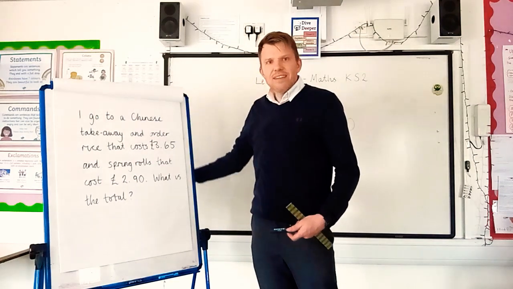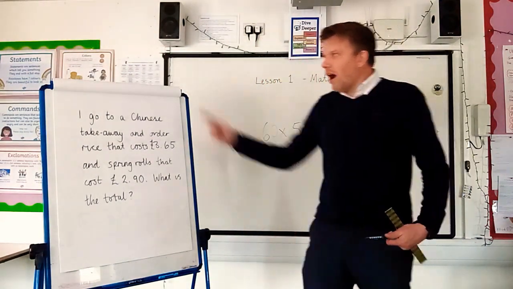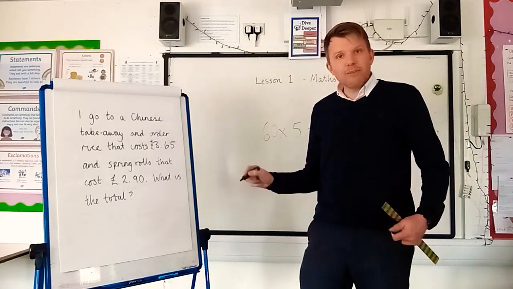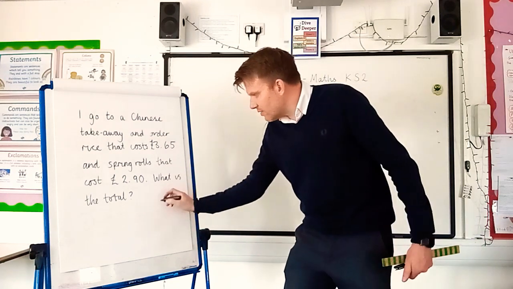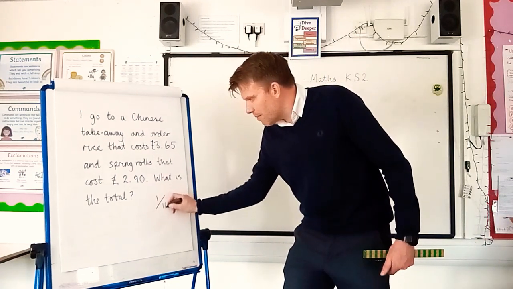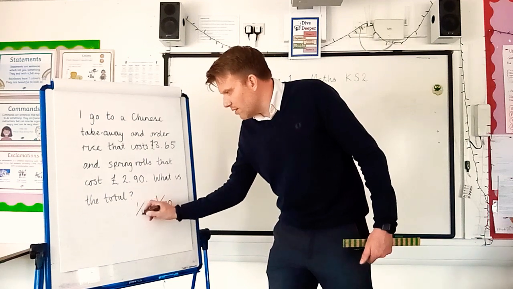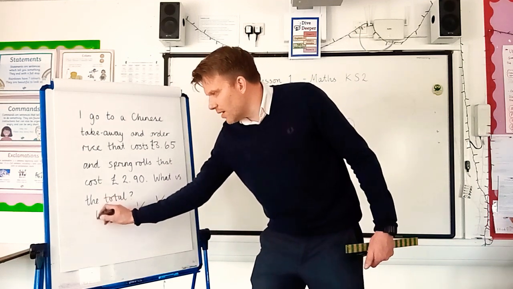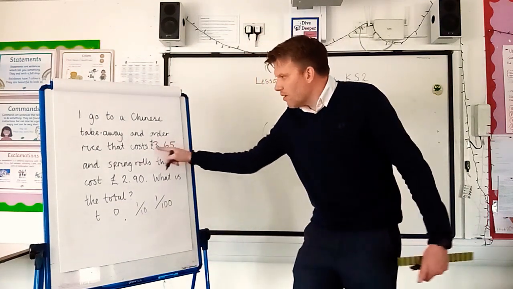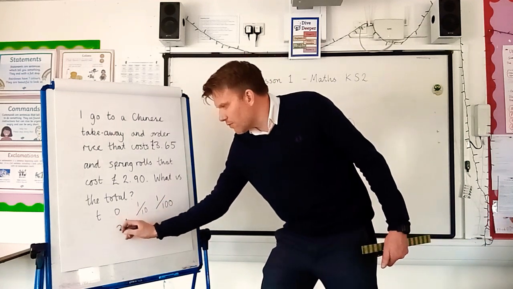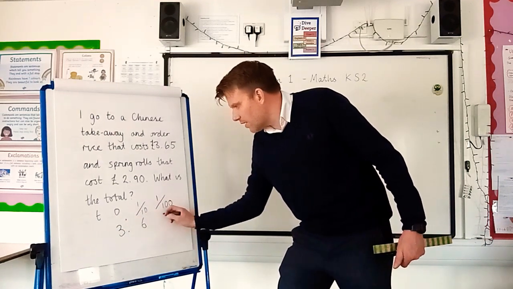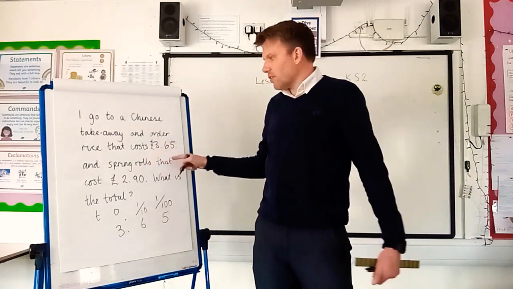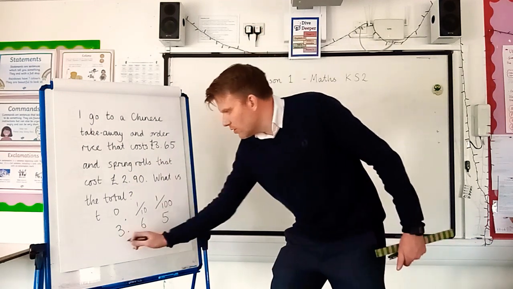Next one. This is a little bit more challenging. I go to a Chinese takeaway and order rice that costs £3.65. Right, so I need to split these up into my hundredths, do you remember? Into my tenths column, into my decimal points, into my ones column, and into my tens column. Right, here we go. So £3.65. Right, I've done that bit. And I also buy spring rolls that cost £2.90.